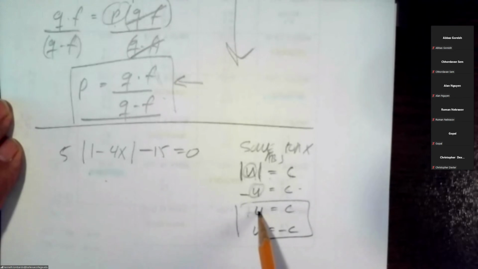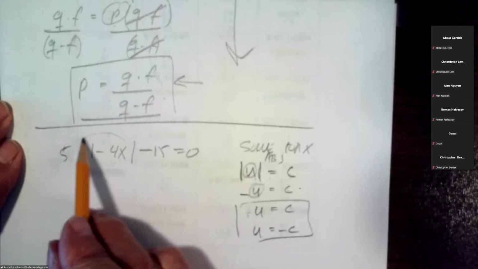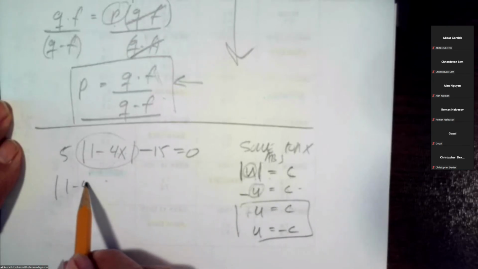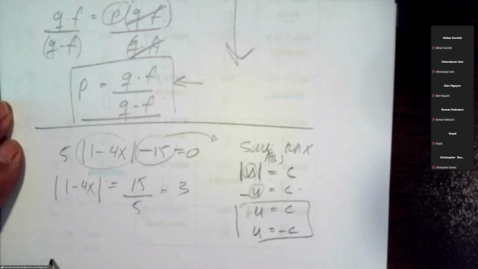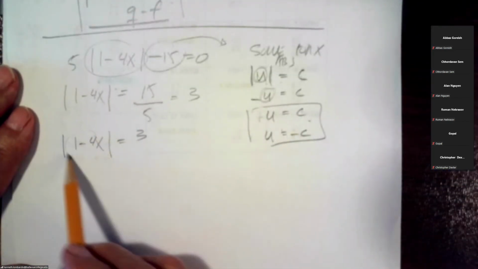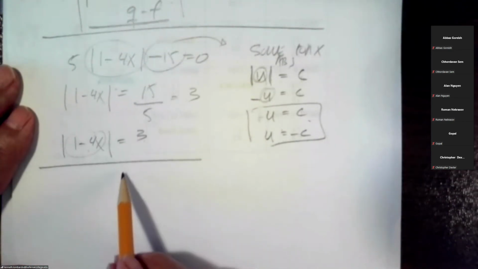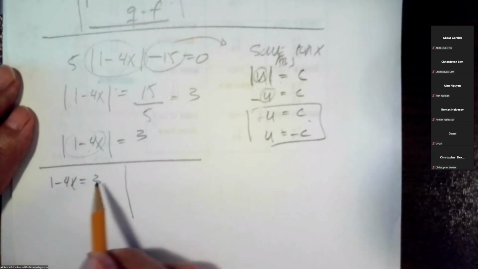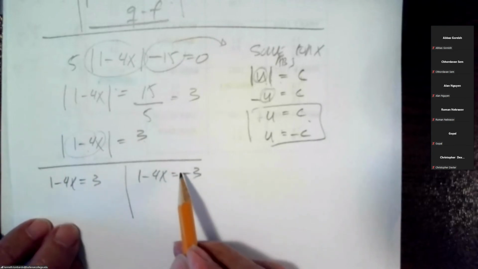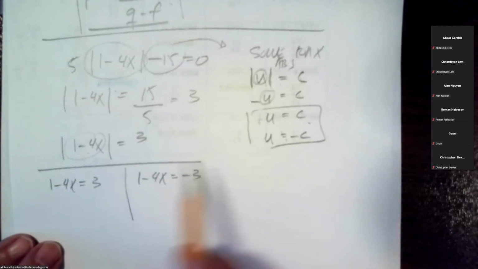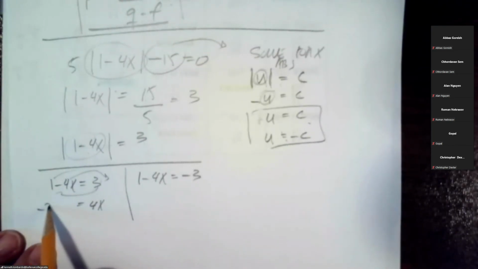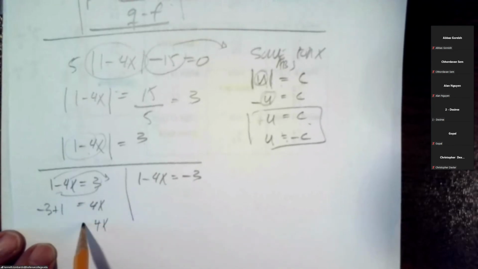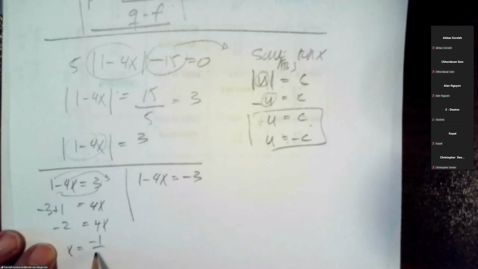I don't want direction. If I apply that concept here and solve for just 1 minus 4x, I get absolute value 1 minus 4x equals, move the 15 to the other side, 15, divide through by 5, and I get 3. So I get absolute value 1 minus 4x equals 3. But from here, I know that this can be positive or negative to equal this 3. So I can say 1 minus 4x equals 3, and 1 minus 4x can equal negative 3. By that same logic, moving this to the other side, 4x equals negative 3 and positive 1. So 4x equals negative 2, or x equals negative 1/2.